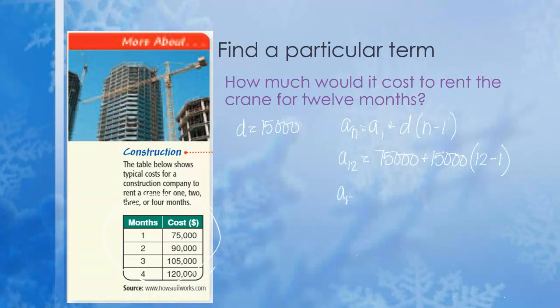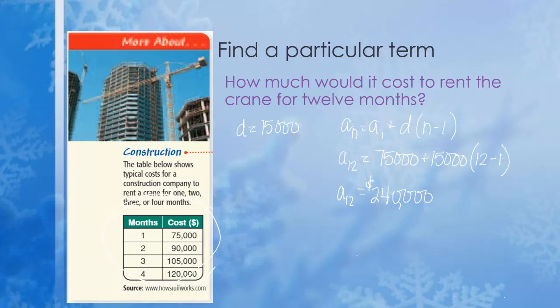So I'm going to start with 12 minus 1 is 11. And then I'm going to multiply 11 times 15,000, which gives me 165,000 plus 75,000. And I get 240,000. Which means that for 12 months to rent this crane, it would be $240,000. That's crazy.